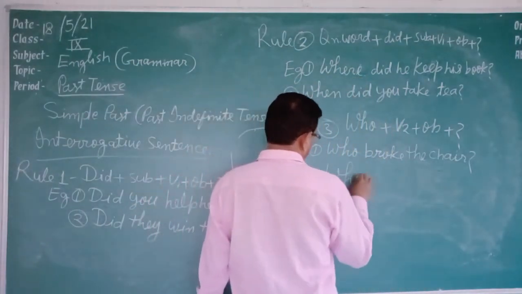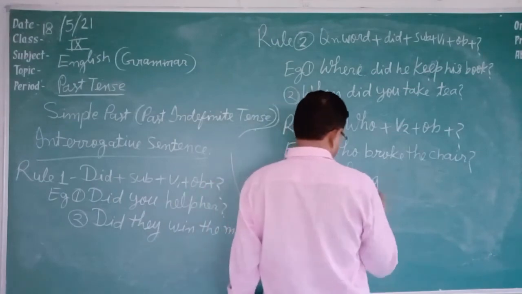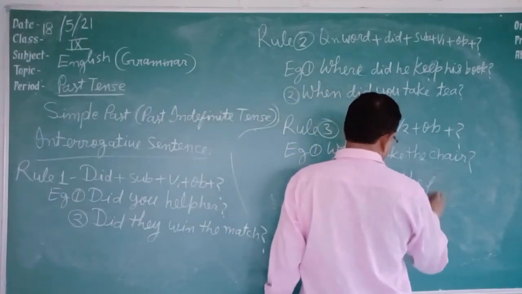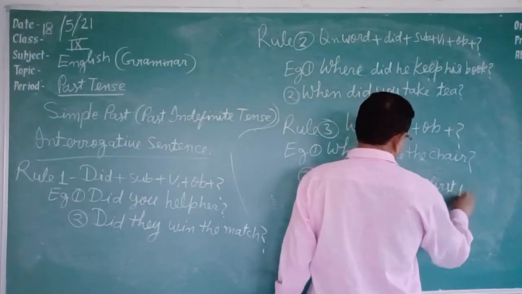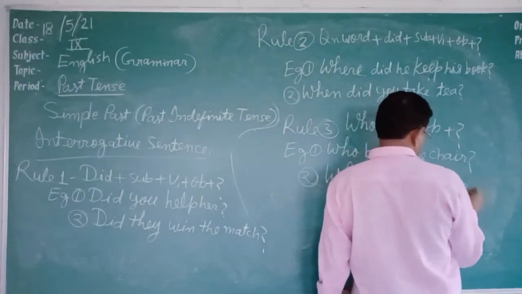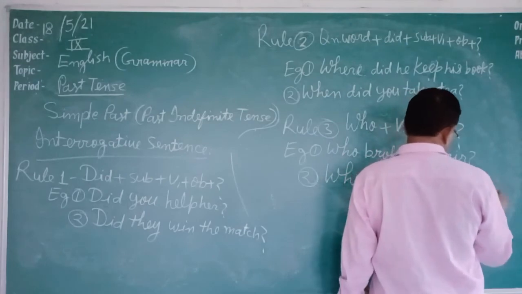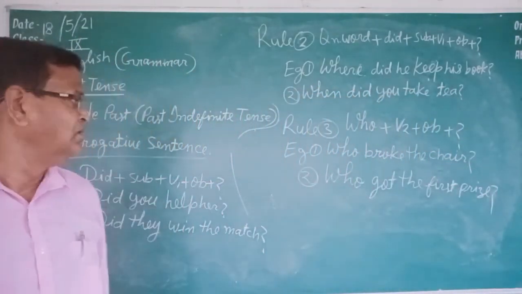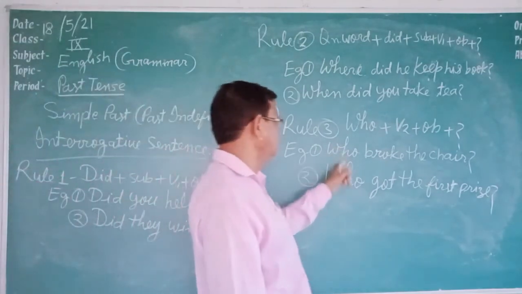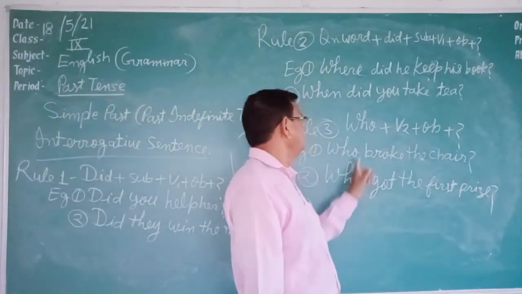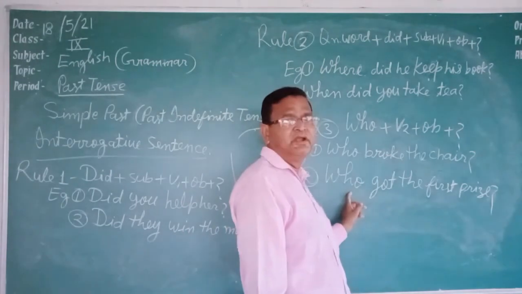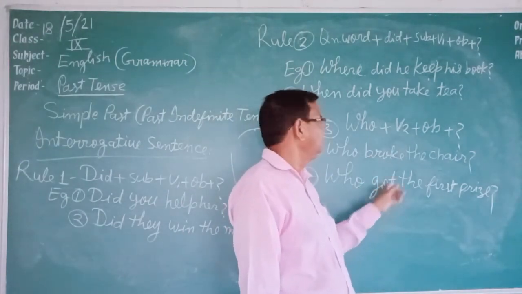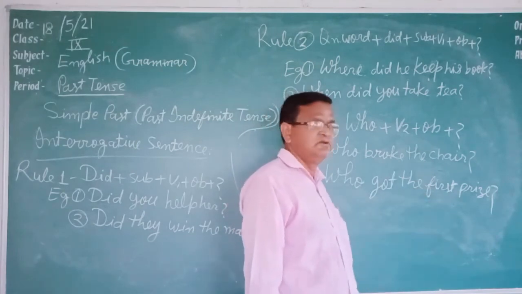Who got the first prize? Who got the first prize? As this sentence has started with who, this rule will be followed. First of all who is written, then second form got, then object the first prize.